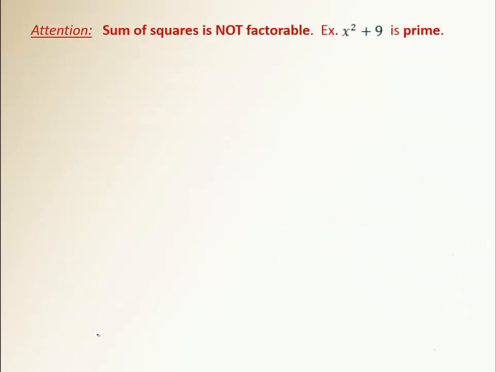We just talked about difference of squares and how easy it was to factor. Now, the sum of squares is never factorable. For example, if I have x squared plus 9, this is not factorable, it is prime. And generally, any a squared plus b squared is a prime expression, can't be factored any further.